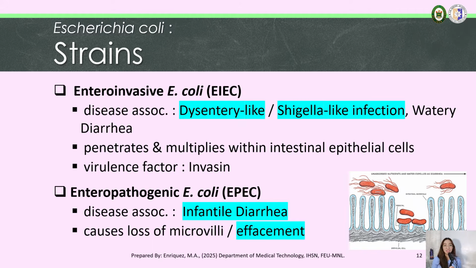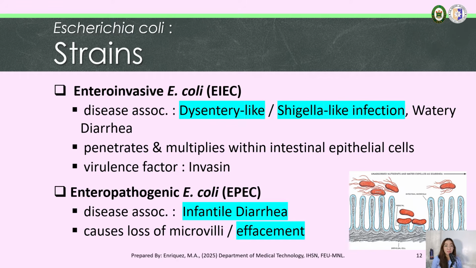Next is the entero-invasive E. coli or EIEC. This produces a dysentery-like or Shigella-like infection, which we'll get to know more about later once we talk about the Shigella species. Now, the preferred habitat within the human host is within the intestinal epithelial cells. Kaya po ito tinawag na entero-invasive because it can penetrate or invade intestinal cells.